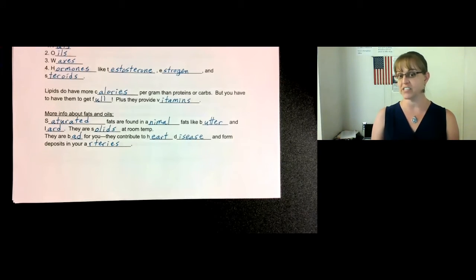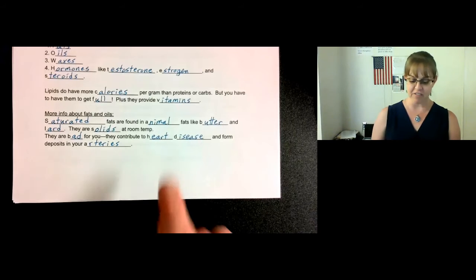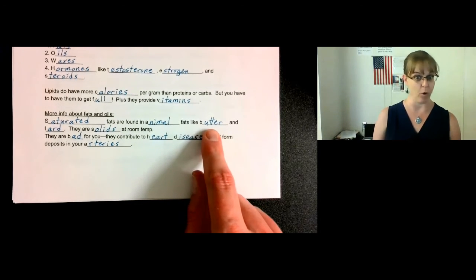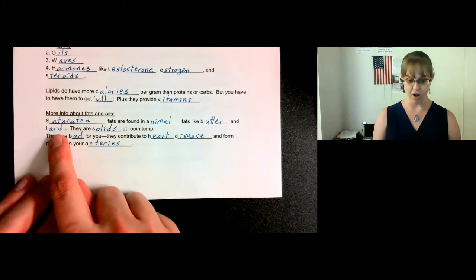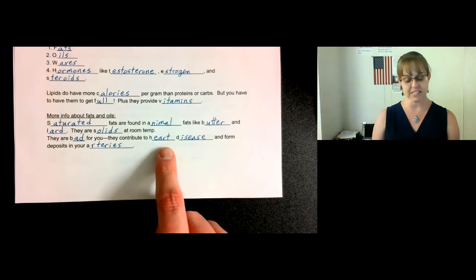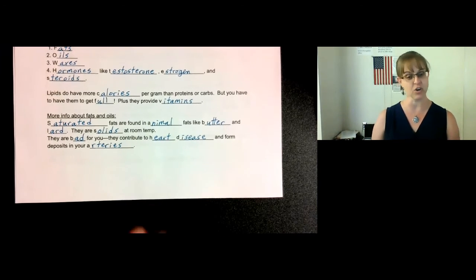Saturated fats are not as good for you. They're usually found in animal fats, like butter, which is made from cow milk, and lard, which is made from straight animal fat. And these are solids at room temperature. So solid fats are more likely to be less good for you. They can contribute to heart disease and they can form deposits in your arteries.